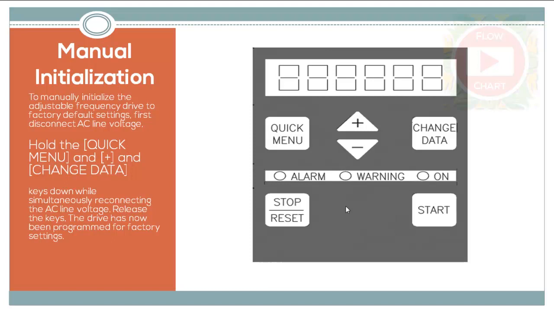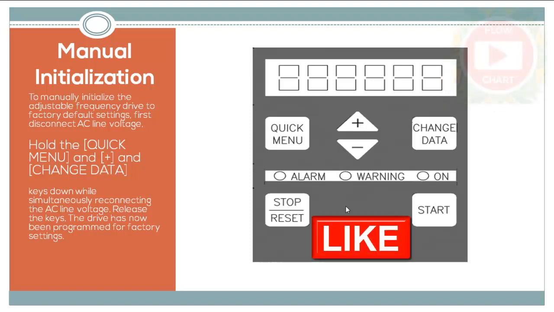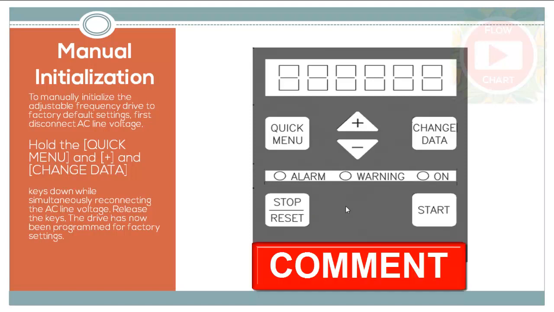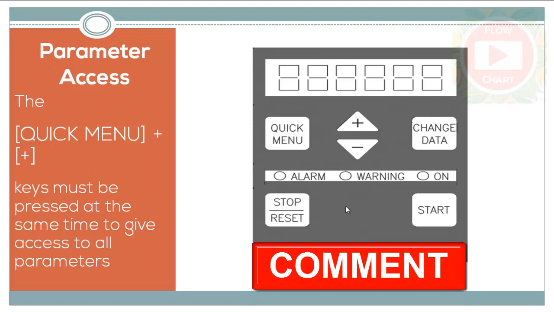For initializing the Danfoss inverter, you need to hold the keys Quick Menu, Plus and Change Data, and power on. Release the keys and the drive has now been programmed to factory setting. For all parameter access, you need to press Quick Menu and the Plus button.